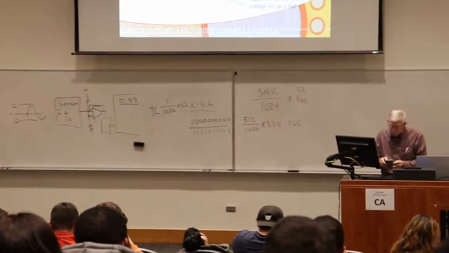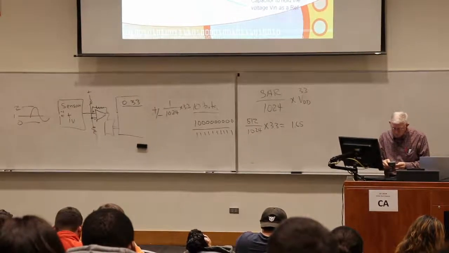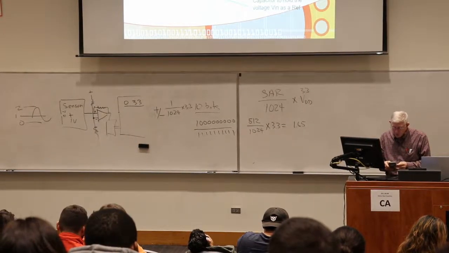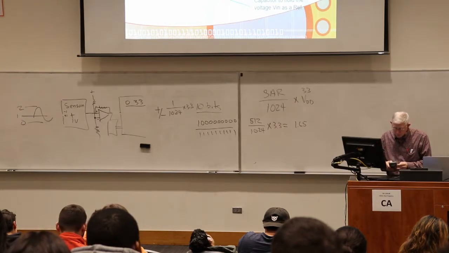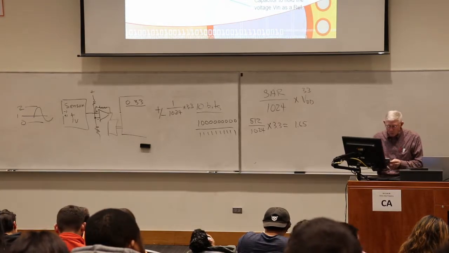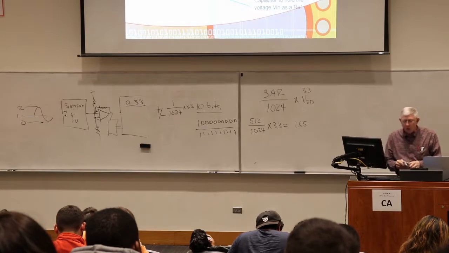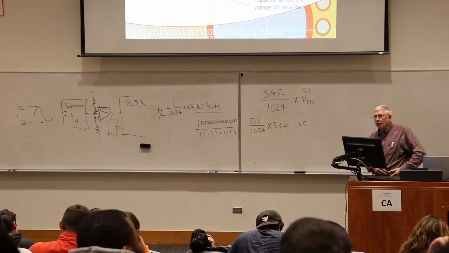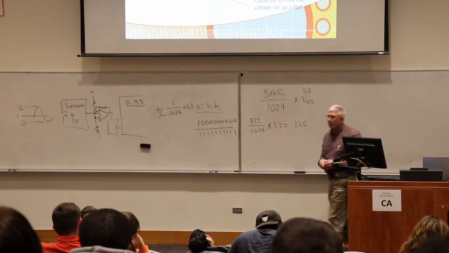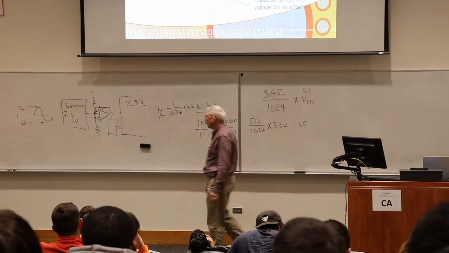So 1 divided by 1024 times 3.3. So it's 0.00322246.